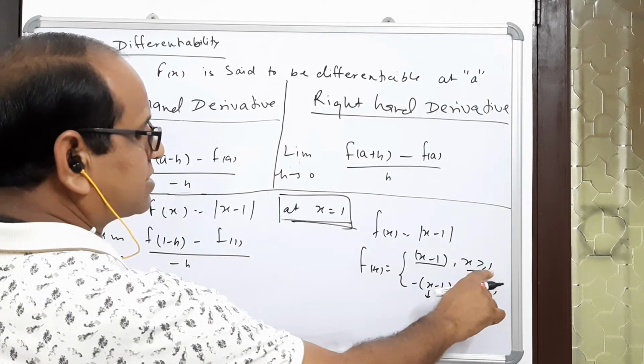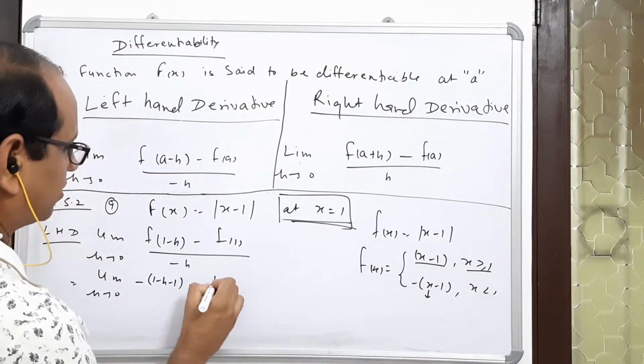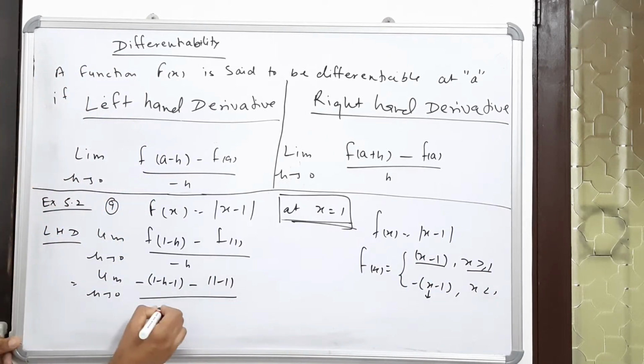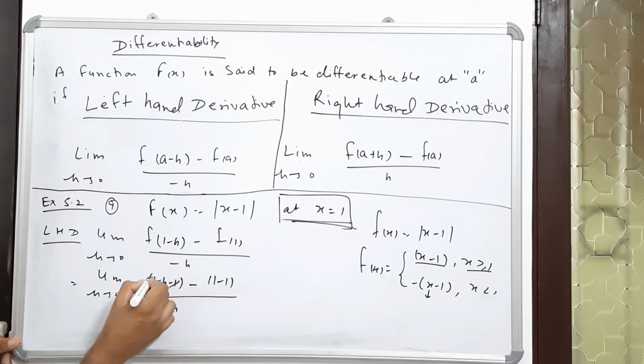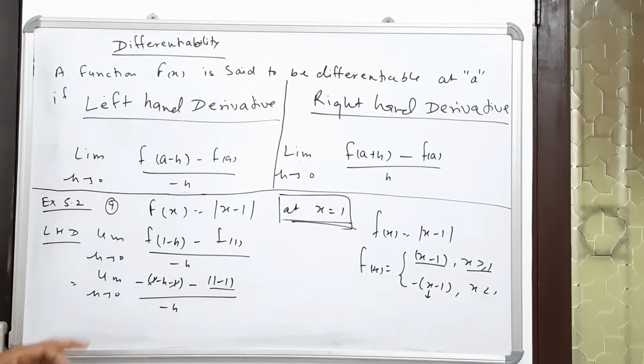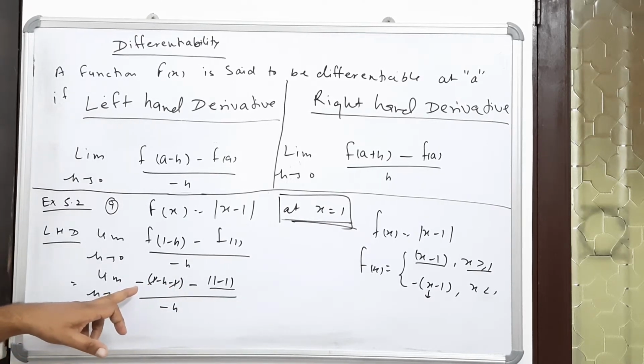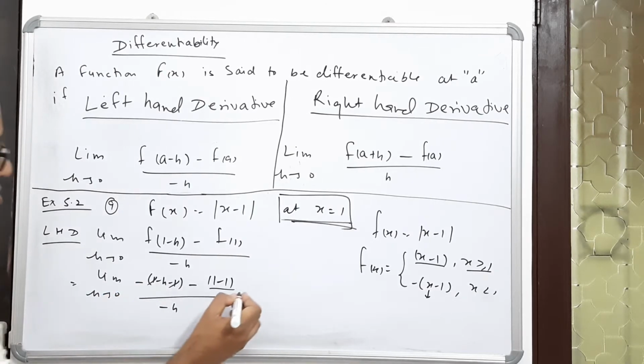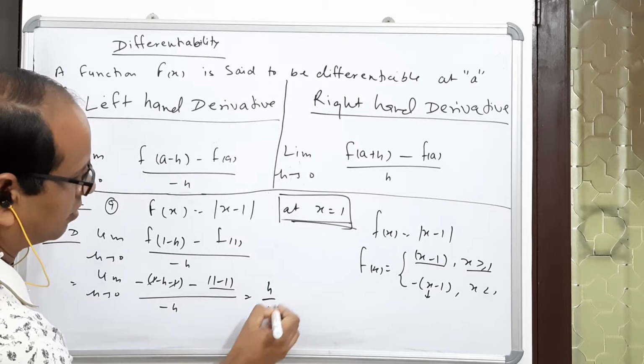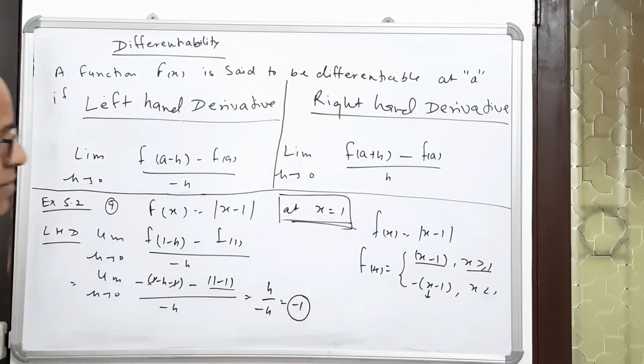So instead of x, you write minus (1 minus h minus 1) minus f(1). When x equals 1, we take this function, so it is 1 minus 1, upon minus h. So this part is 0, and minus and minus h will be plus h. So h upon minus h, so the answer is minus 1. So the left hand derivative is minus 1.